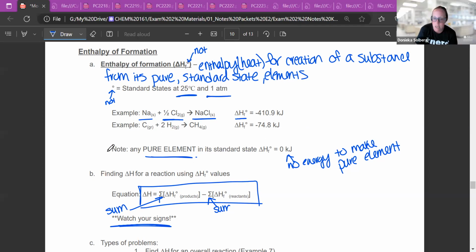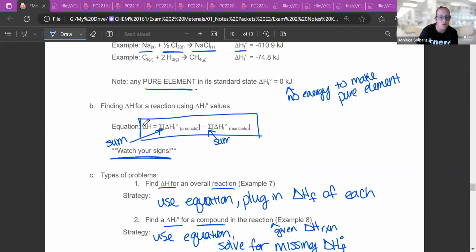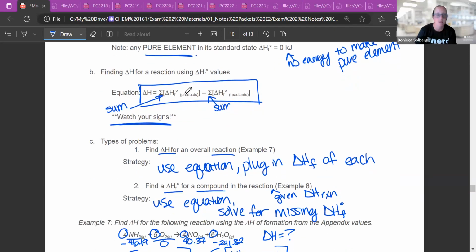All right, so how do I use these to find the delta H for a reaction? Well, this is our equation. Delta H equals, so for any reaction, the delta H is the sum of, this is an epsilon sign, it just means the sum of, meaning adding them together, the delta H formations of the products minus the sum of the delta H formation of the reactants. So you look up all the values for the products, that's the stuff on the right side, minus all the values for the reactants, that's the stuff on the left side, and that gives you the delta H for the reaction. Now, a couple of things, watch your signs. This is the biggest mistake that people make. Order of operations, use your parentheses, make sure your answer makes sense.